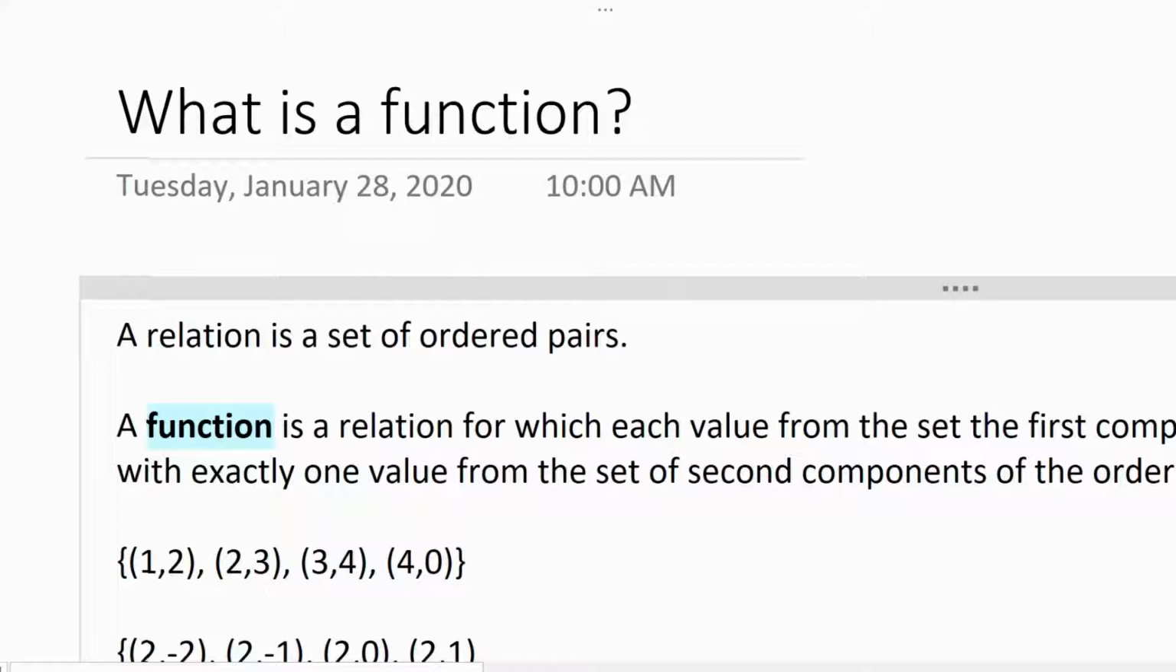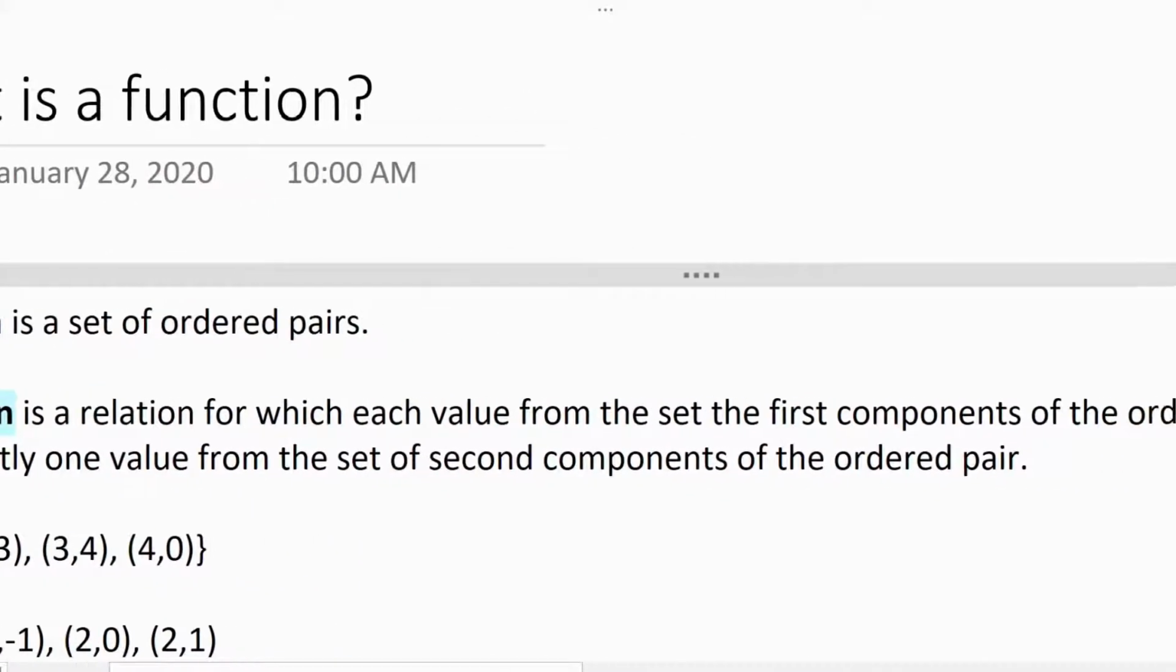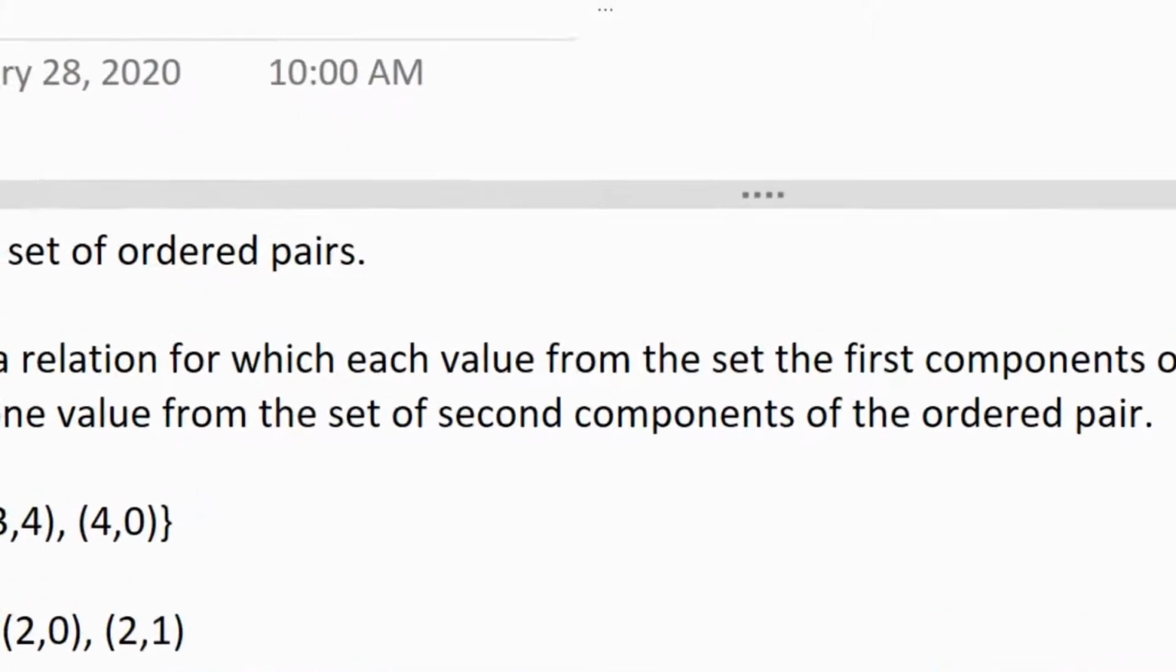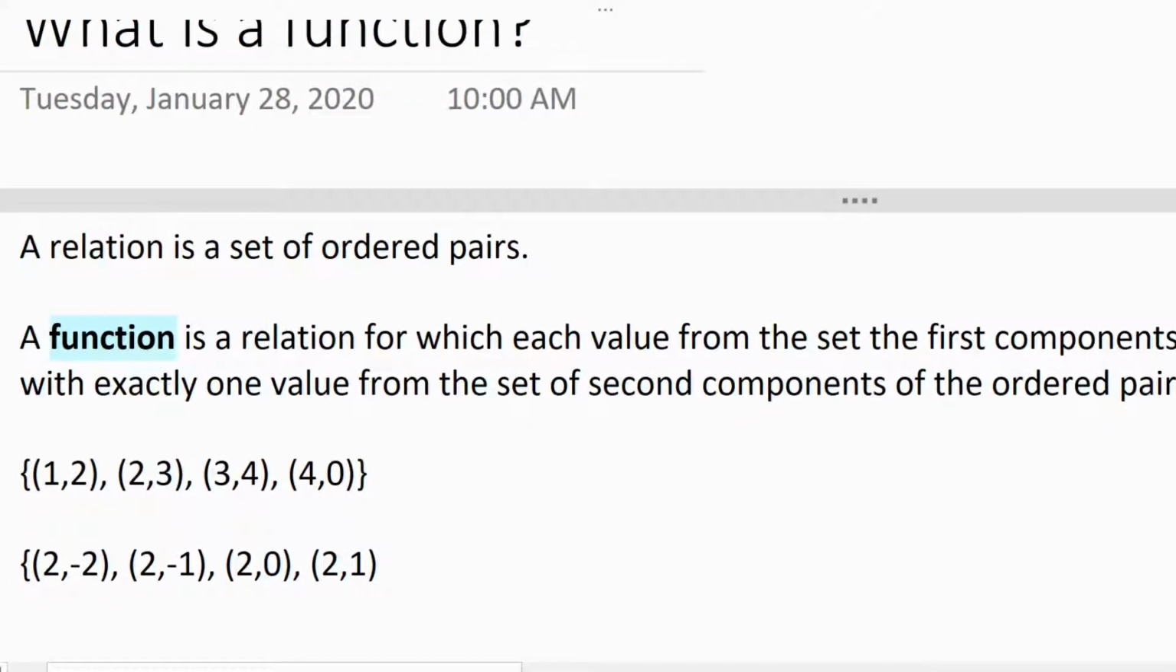A function, on the other hand, is a relation in which each value from the set of the first components of the ordered pairs is associated with exactly one value from the set of the second components of the ordered pair. So what does that mean in English? Because, maths rabble, no one understands it.